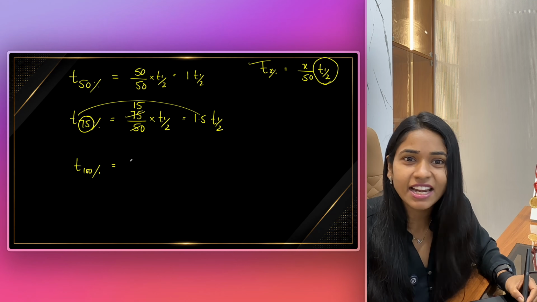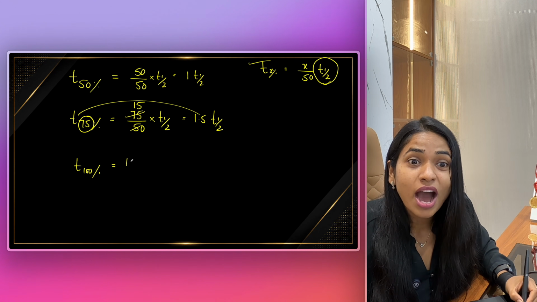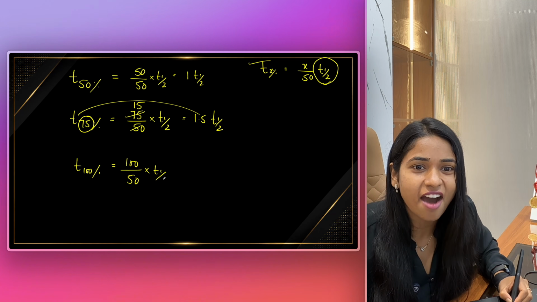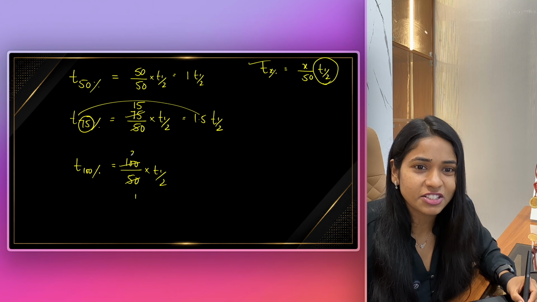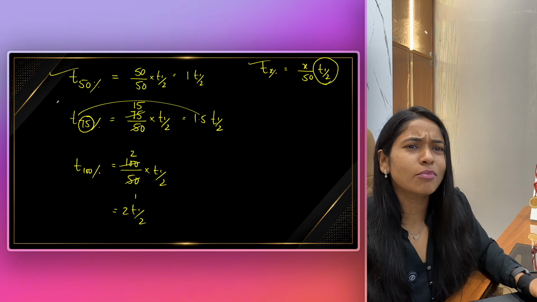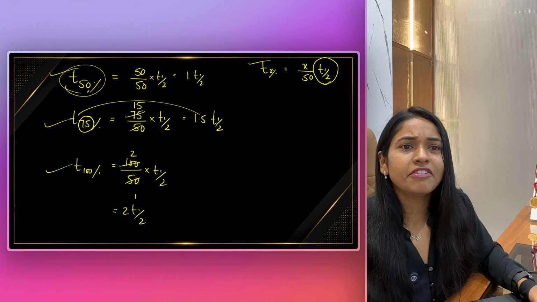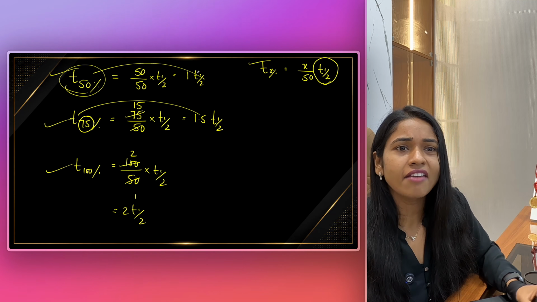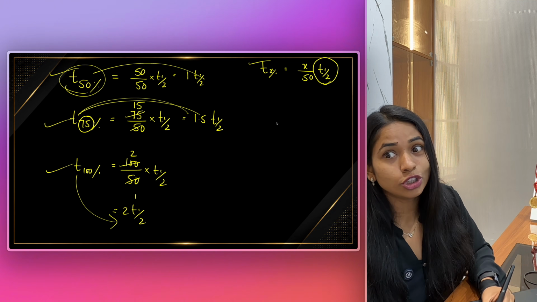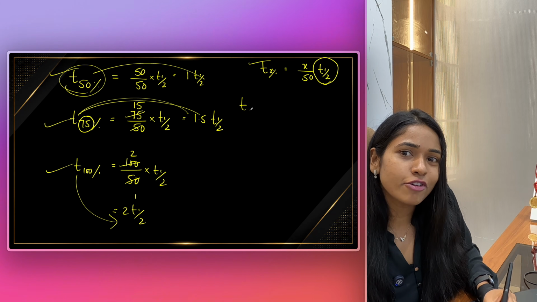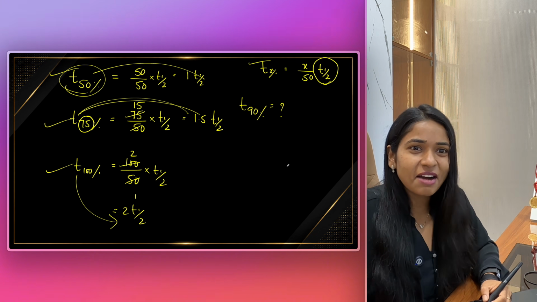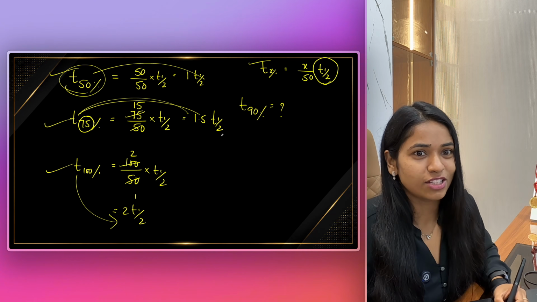Let's say for T 100%, can you tell me what to do? 100 divided by 50 into T half. So 5 ones are 5, 5 twos are 10, so 2 T half. Now, three formulas which are most important: T 50% is equal to 1 T half, T 75% is equal to 1.5 T half, T 100% is equal to 2 T half. Now, can you try for T 90% and tell me how much? Put your answer in the comment section. T 90%, how much?